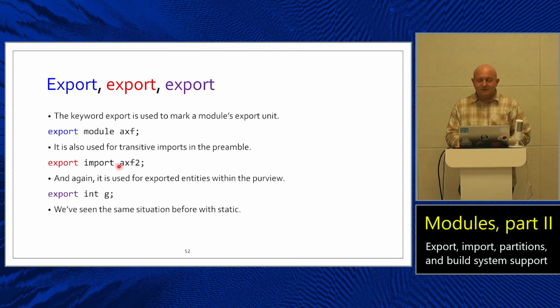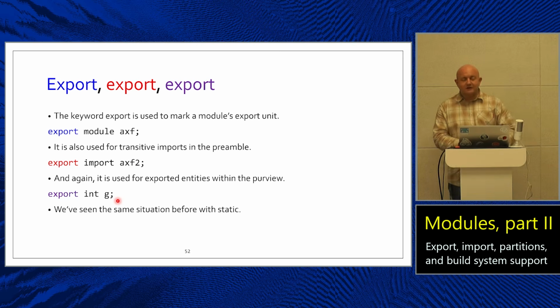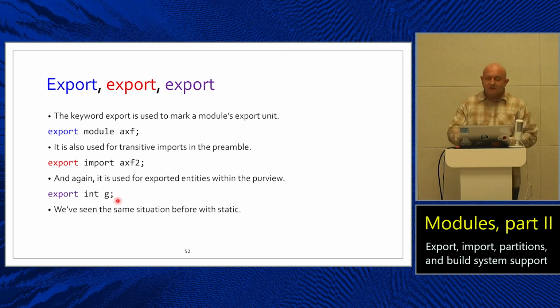Export import AXF2. That's the transitive import form. It means that everything exported by AXF2 is now exported by AXF. And finally, export int G. That's an export declaration, a symbol made visible outside the module. Such an entity always has external linkage.